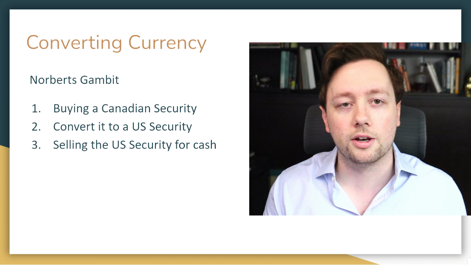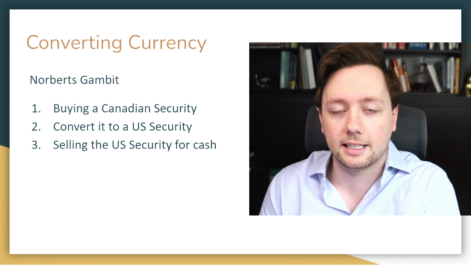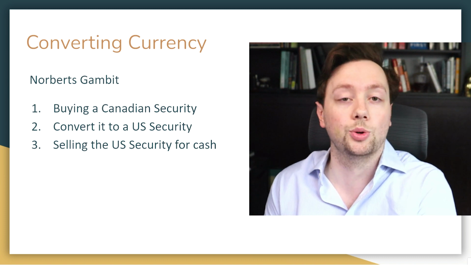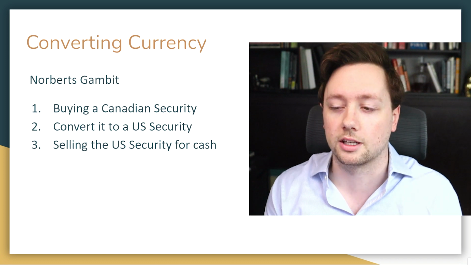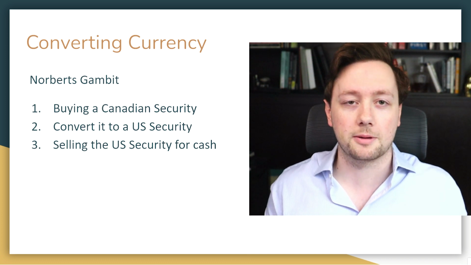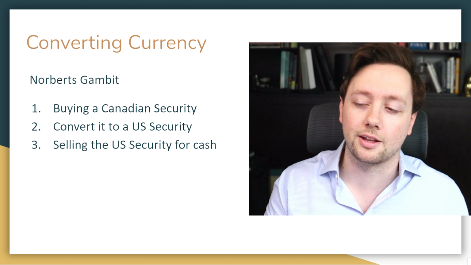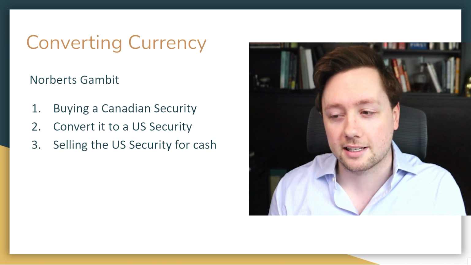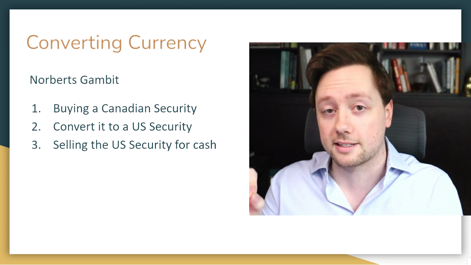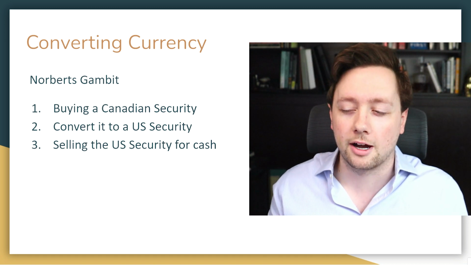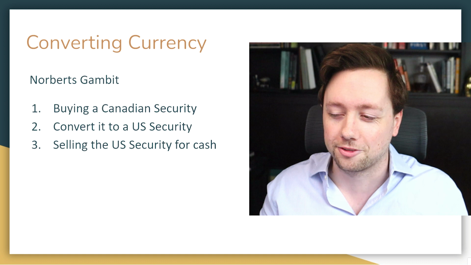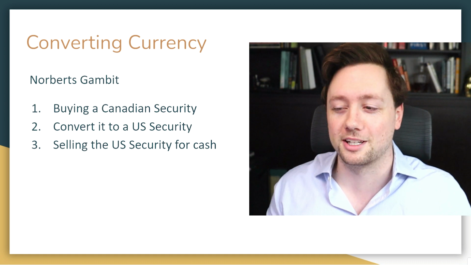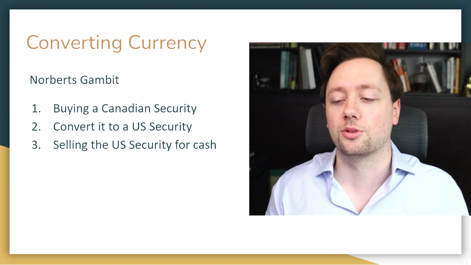So number one, we are going to buy a Canadian security that also trades in the USA. I'm going to tell you and walk you through that security, but that's it. That's the first step: just buy a Canadian security that is also traded in the USA. Secondly, you have to convert that security into the US security. I'm going to walk you through how to do that. It's called journaling. It's kind of a fancy term for just sending in a message and having them do it, but I'm going to walk you through exactly how to do that.